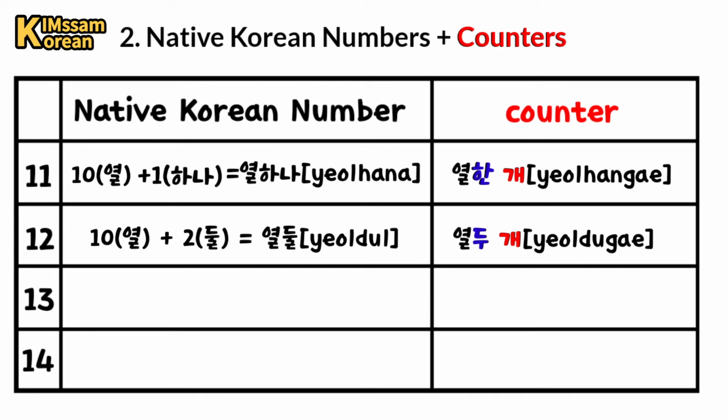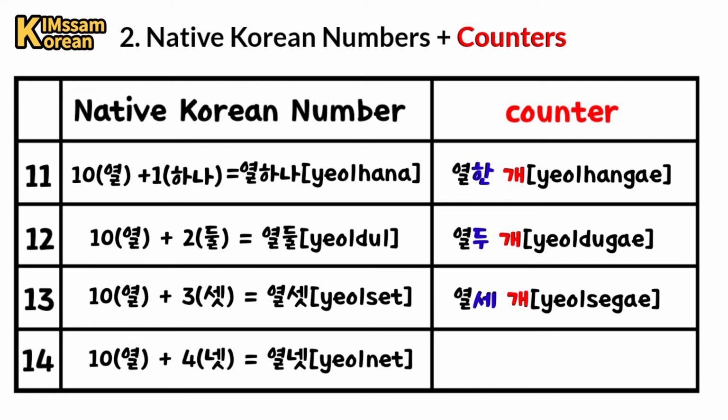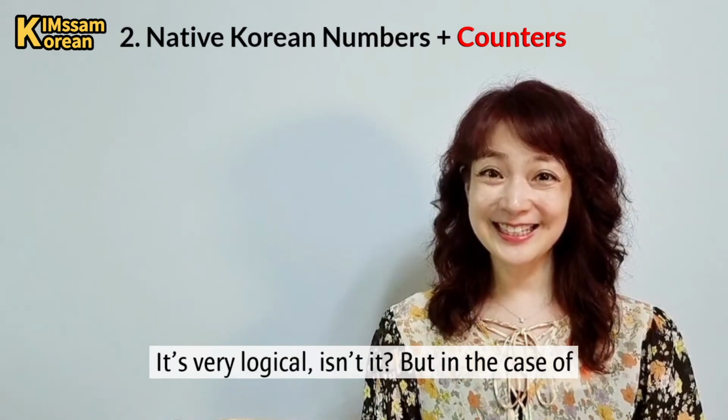How about 13 in a native Korean number? It's 열셋. With a counter 개, it's 열세 개. How about 14 in a native Korean number? It's 열넷. With a counter 개, it's 열네 개. It's very logical, isn't it?